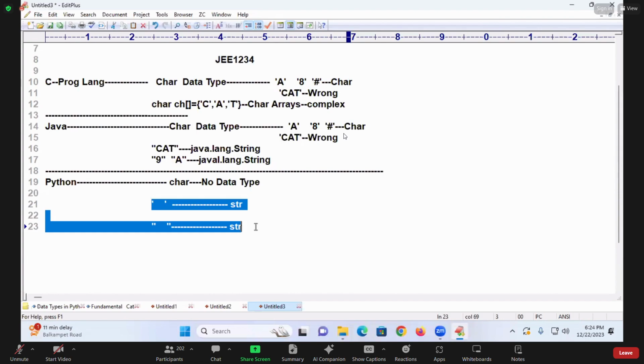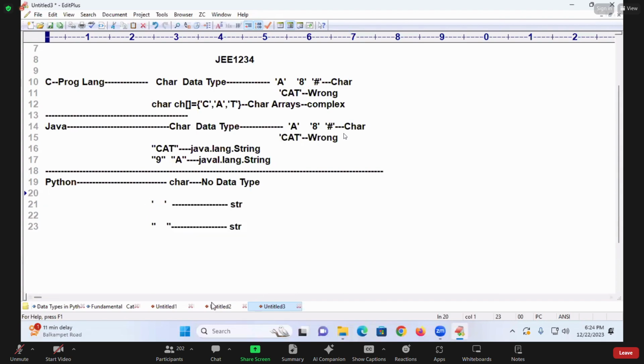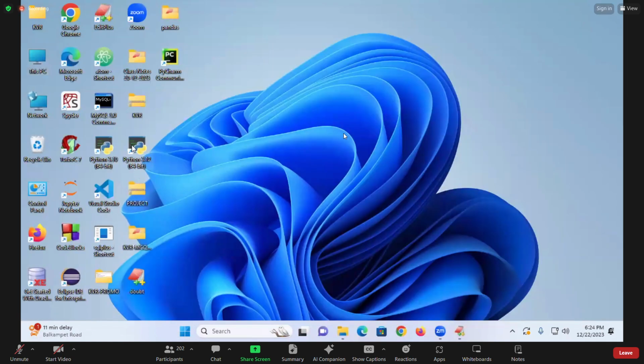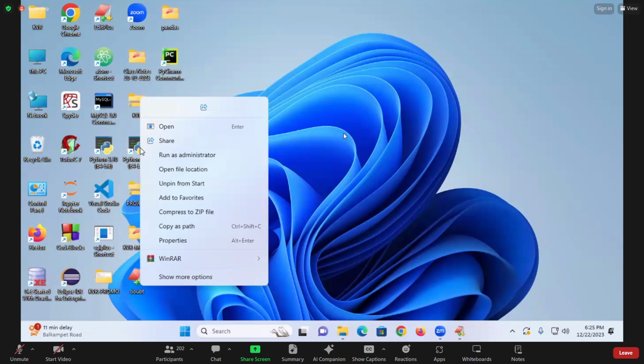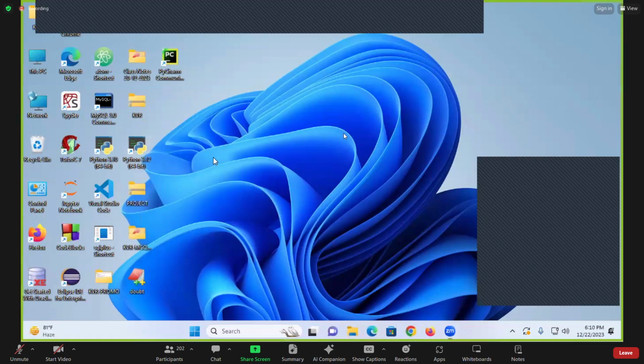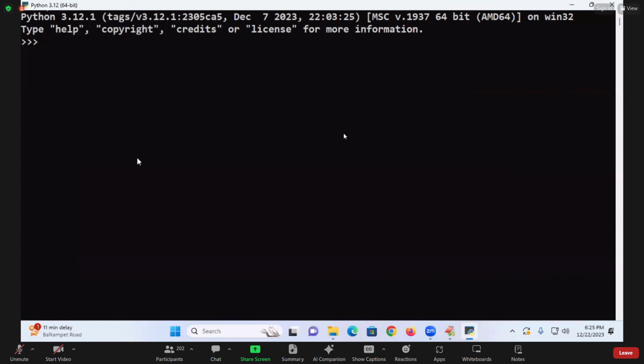Shall I go to the Python environment? So what is the string definition? A collection of characters enclosed either in double quotes or single quotes is called a string. Go to the program, online students, go to the Python environment, Python 3.12. Careful students. Now I am taking S1 is equal to, double quote started, Python I am writing. Print of S1 comma type of S1.